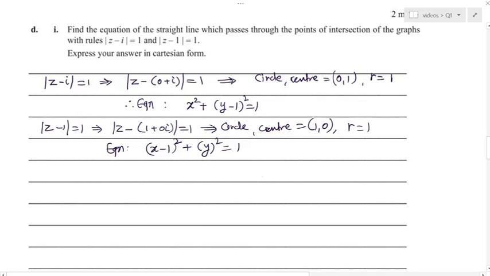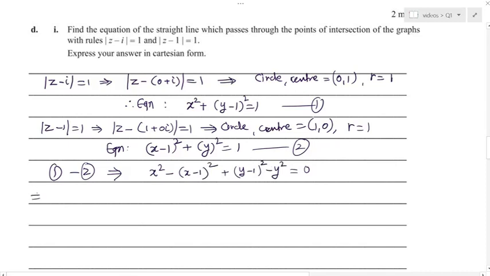And now all we need to find is the point of intersection, which is just like solving a pair of simultaneous equations. So these are our 2 circles, and we need to solve them simultaneously. What we do is very simple: I'll do 1 minus 2. When I do 1 minus 2, I get x² − (x − 1)² plus y² − ... equals 0. I think I'll need more room here, so I'll divide the board in 2 and work from here.